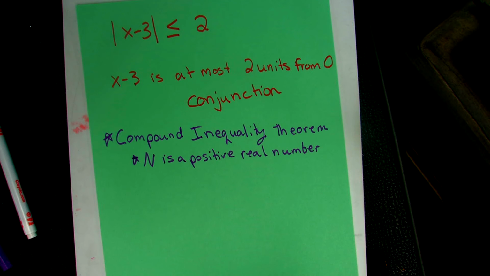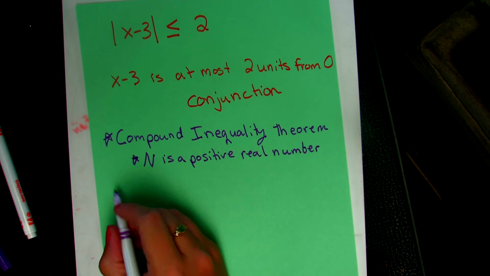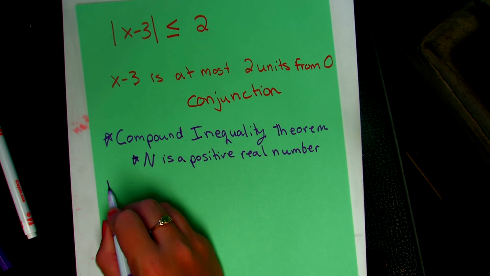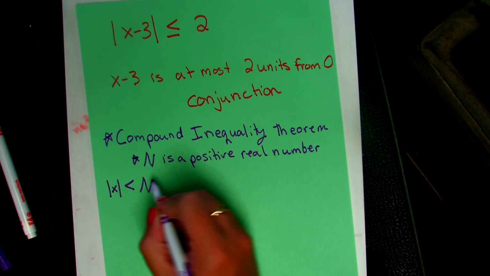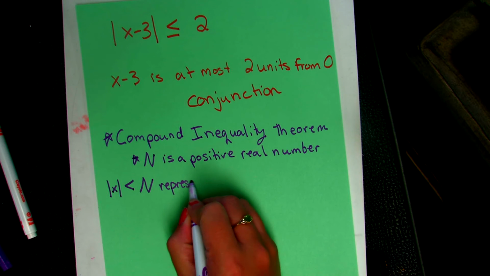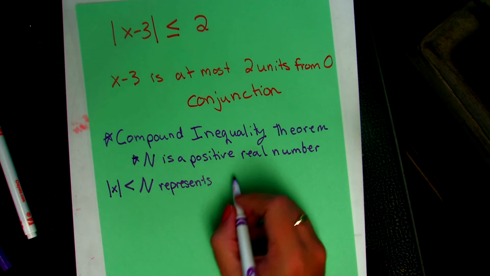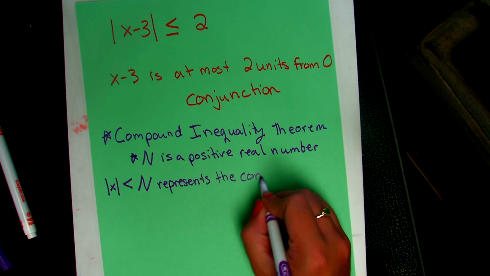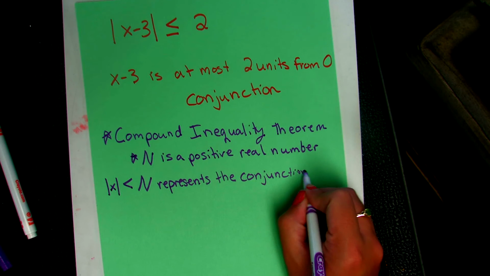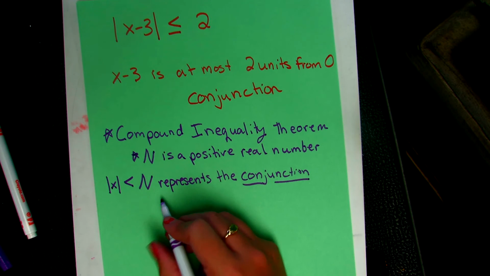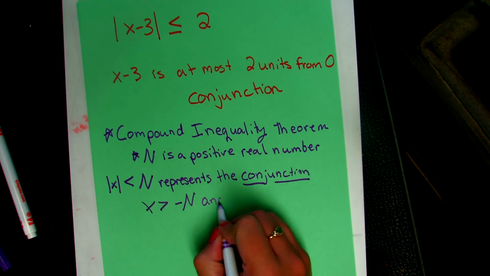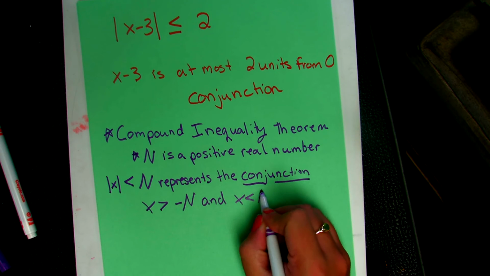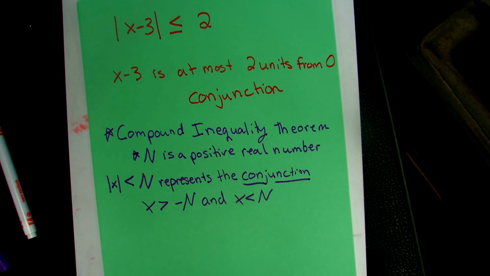So if that's the case, then there are two things, a conjunction or a disjunction. First of all, the absolute value of x is less than n represents the conjunction x is greater than the opposite of n, and because it's conjunction, x is less than n. So remember, conjunctions you can write as one line.